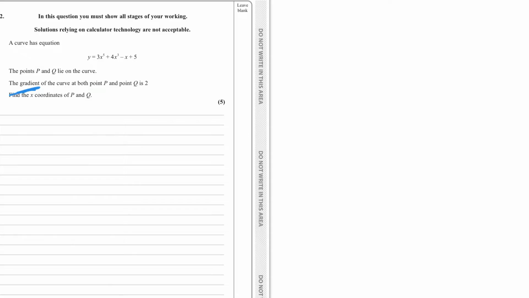So in this one we are looking at something to do with a gradient, so that means we need to differentiate. So if I differentiate this, I need to multiply by the 5, so it's going to be 15x, take 1 away from the power, plus multiply by 3, multiply by the power, take 1 away from the power, minus 1, and then the 5 will go. Now it says that the gradient at both points is 2, so that's telling me that dy by dx is equal to 2.